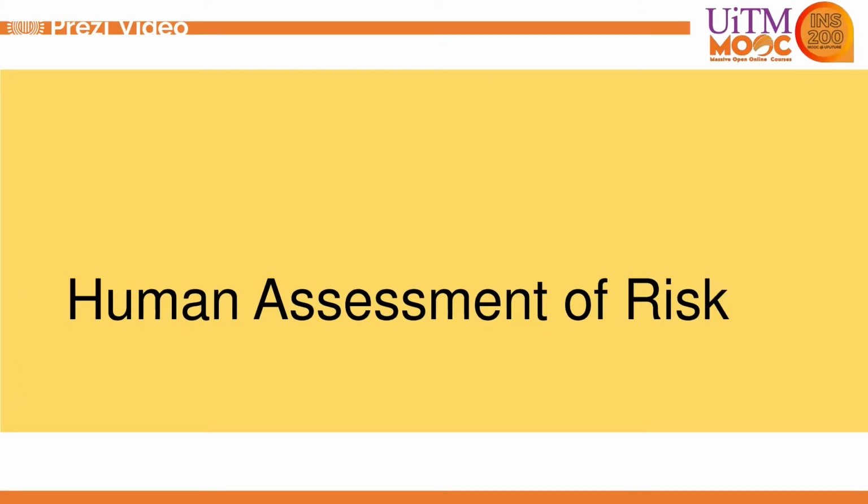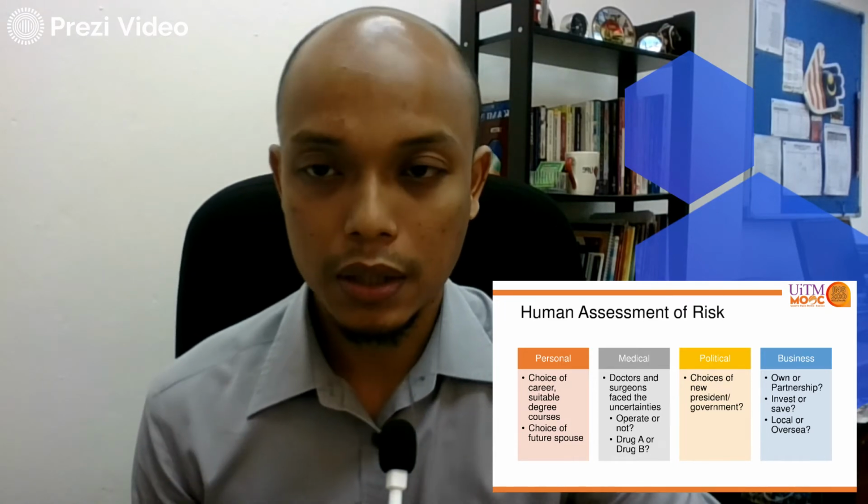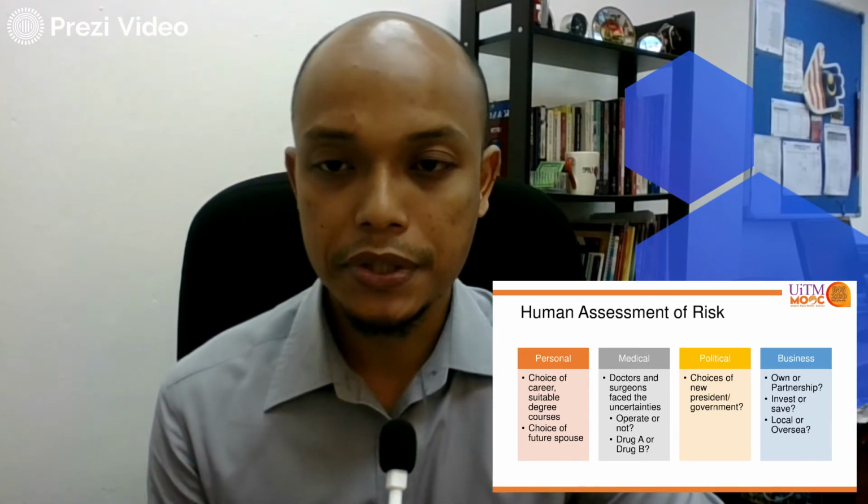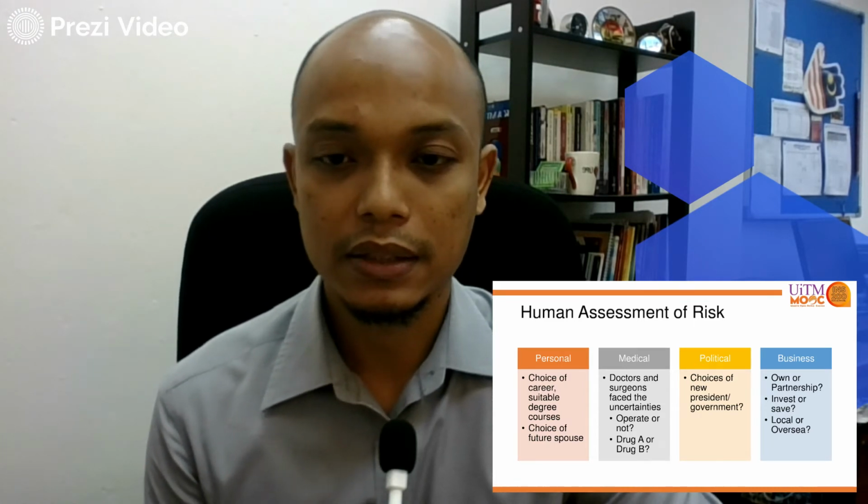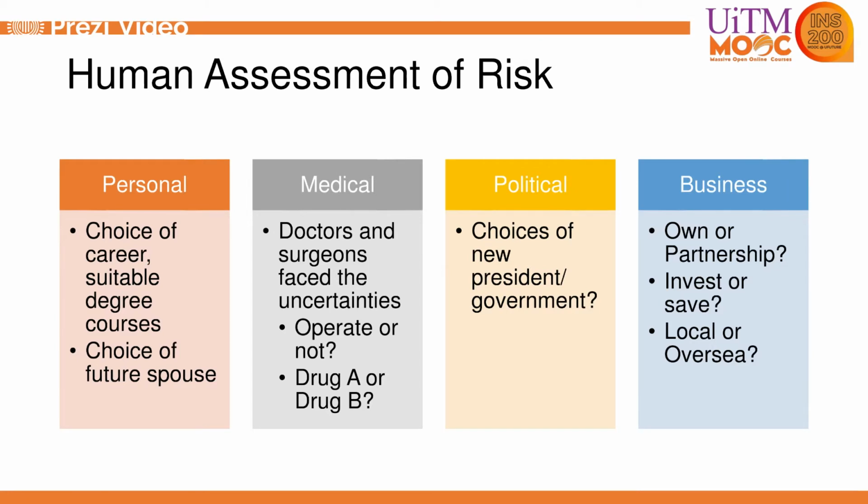Next one, we will proceed with the human assessment of risk. There are four types of assessment for human risk. The first one is personal, medical, political, and business. Human assessment of risk can be assessed in terms of its personnel itself. Okay, the first one, regarding the individual, where they always are involved in making a choice. For example, a choice of career, a choice of taking suitable degree courses, or a choice of selecting future wife or husband.